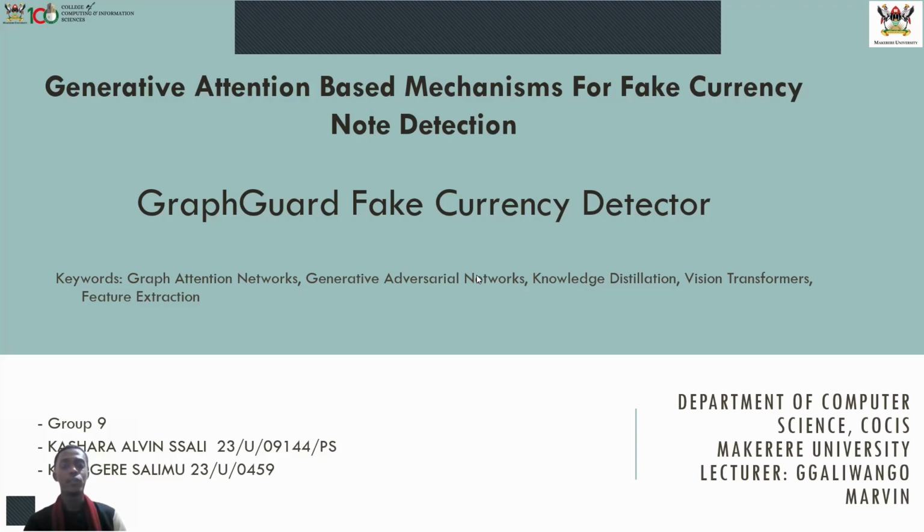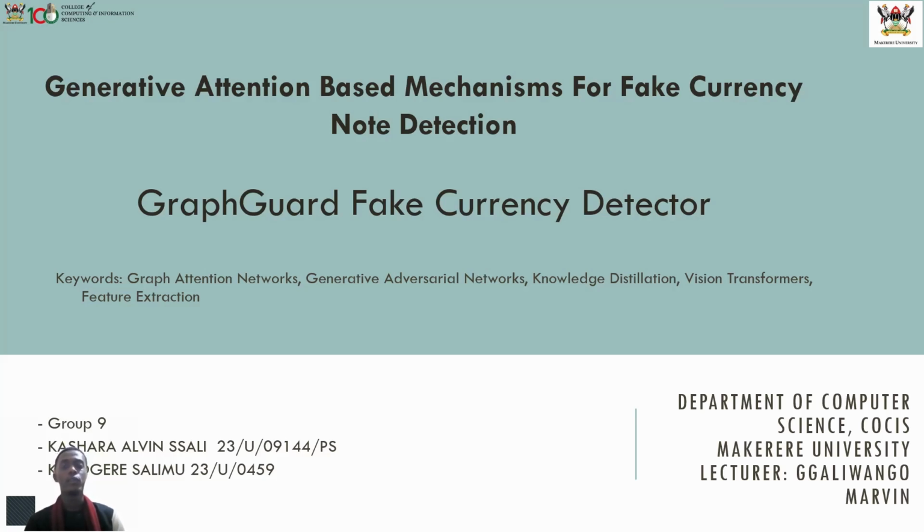My name is Kasha Alvin Sali, and our project title is Generative Attention-Based Mechanisms for Fake Currency Node Detection. And our creative project title is GraphCAD Fake Currency Node Detector. And the keywords in this project are graph attention networks, generative adversarial networks, image distillation, vision transformers, and feature extraction.